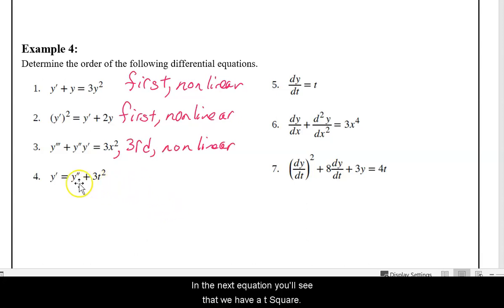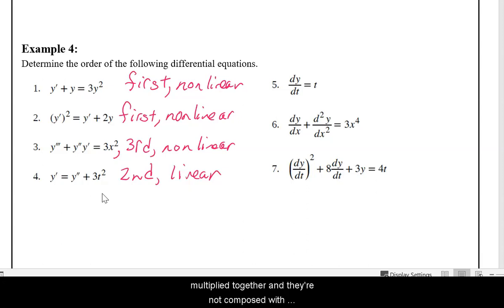In the next equation, you'll see that we have a t squared. t is often used for the independent variable in differential equations because you can parameterize the solutions. And since t is often used for parametric equations, then t is commonly used as the independent variable in a differential equation. Now this one has y prime and y double prime. It does not have any higher derivative, therefore it must be second order. It is also, in fact, linear because it does not have a higher power on y, y prime, or y double prime.